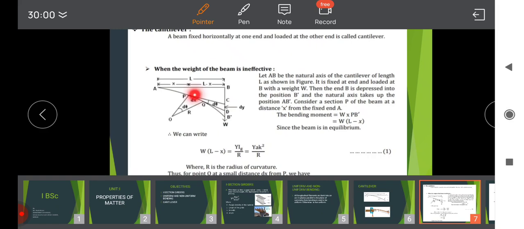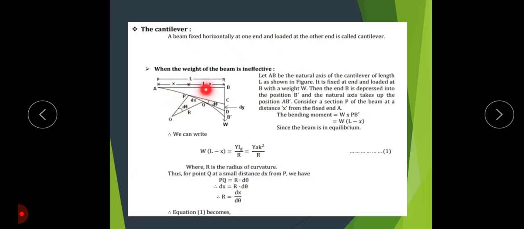Consider a section P of the beam at a distance x from the fixed end A. From A to B is the overall length of the cantilever, which is L. From the end A to the point P is the distance x.